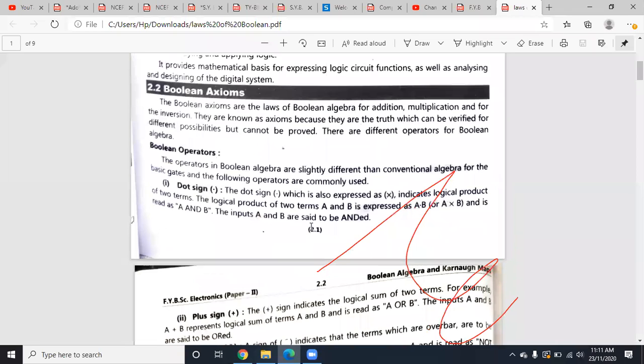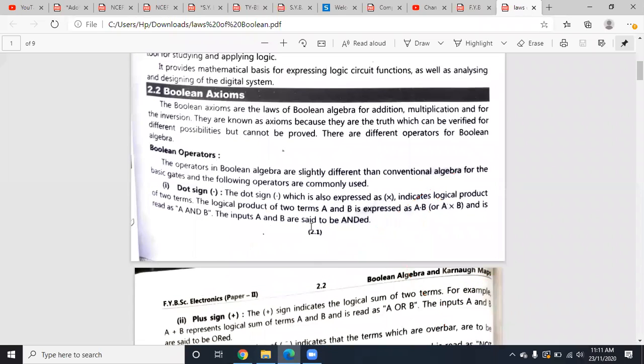Okay. So we have seen some laws of Boolean algebra in which we have seen some Boolean operators. What are operators? First one is your dot sign, which is used for multiplication. That can also be expressed as cross. That is again multiplication. That indicates the product of two terms. Simple. If I'm saying multiplication, it will obviously take a product of two terms.